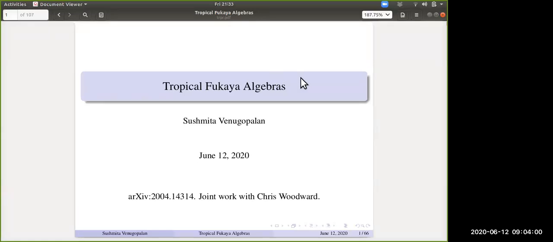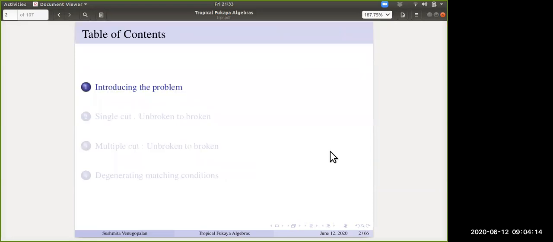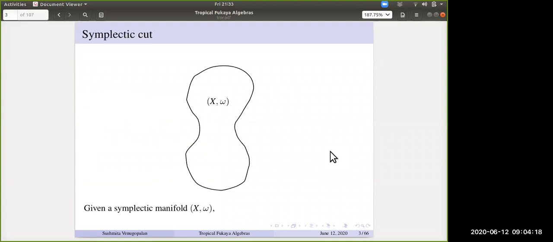Okay, so I'll get started. So that's the topic of my talk. This was a paper which I recently put up on arXiv, which is joint work with Chris Woodward. I start out with some preliminaries to introduce the problem, starting with telling you what a symplectic cut is.